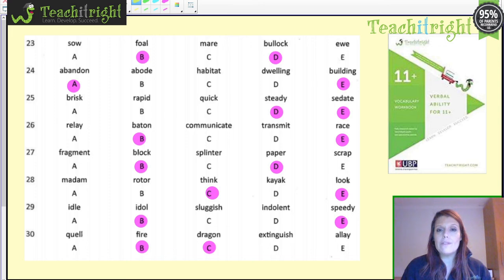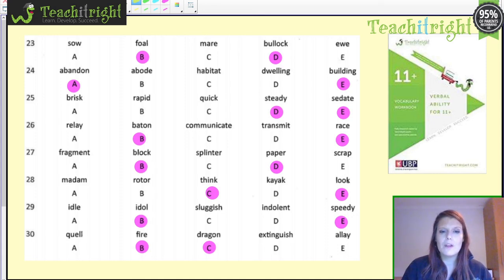24. All of the other words are words for a home. 25. Brisk, rapid, and quick are synonyms, meaning fast. 26. All of the others are synonyms for broadcast, to relay something, to communicate, to transmit. 27. Block and paper. All of the others are a small part broken off something bigger.